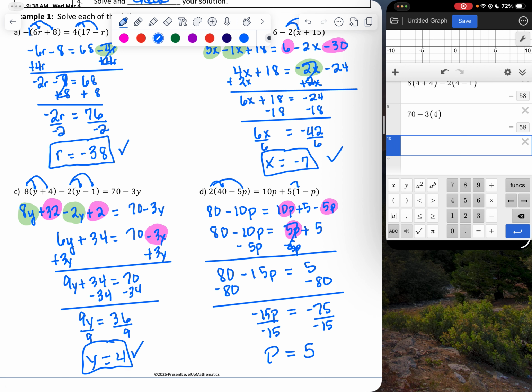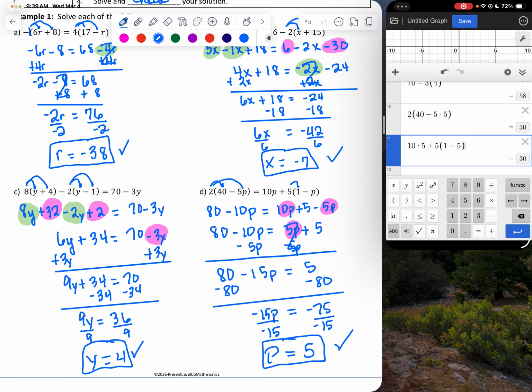Now to check your solution, we'll do 2 parenthesis 40 minus 5 times 5, close, and that gives me a total of 30. On the other side, we have 10 times 5 plus 5 parenthesis 1 minus 5, close parenthesis. That also gives me 30, so my solution checks out.